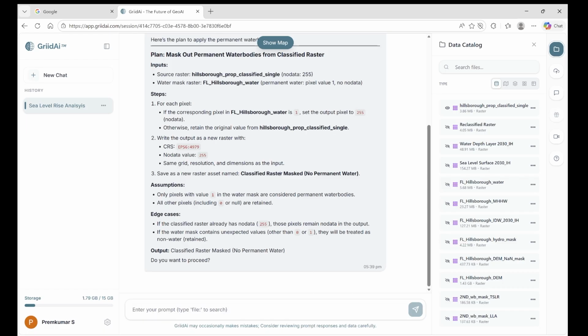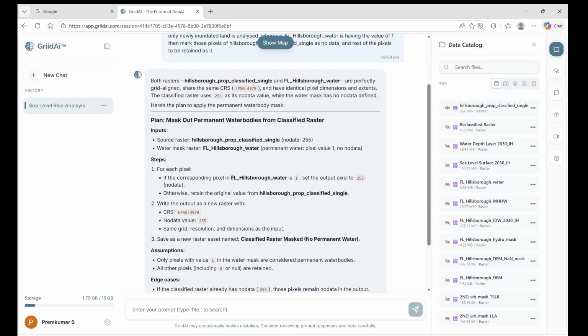So it has understood the requirements. Wherever the pixels of the water raster have the value of 1, it's going to set an output of no data in the main raster, that is the propagated classified single raster. If there is no pixel value of 1 in the water raster, then it's not going to make any modifications in this raster.